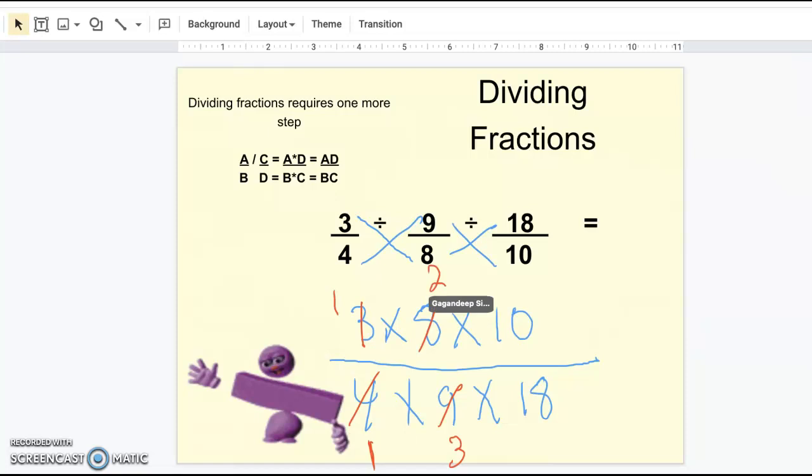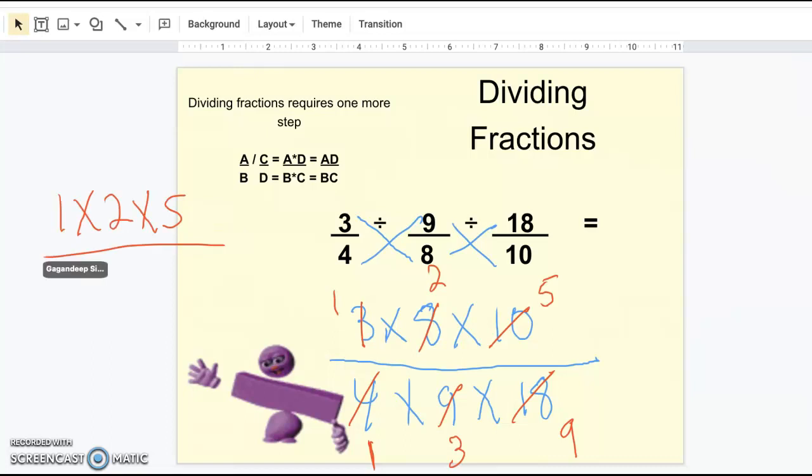Okay, and then I got 10 and 18. Let's divide by 2 there, okay? So the 10 turns into a 5, and the 18 turns into a 9. Okay, so let me rewrite this real quick. Now my new numerator is 1 times 2 times 5, and my new denominator, 1 times 3 times 9.